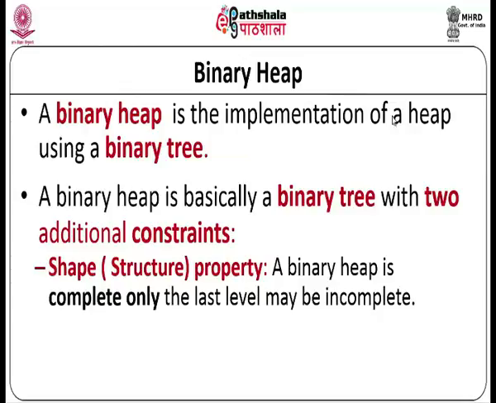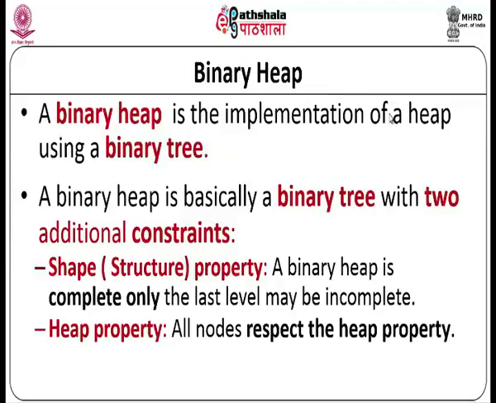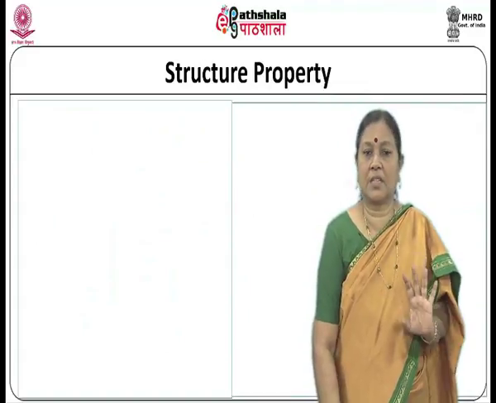A binary heap is complete, only the last level may be left incomplete. Later on we will see that this is defined as a complete binary tree, full binary tree, and we will be going into that in detail. Here we are looking at it from the heap viewpoint, so in this context it is called a shape or structure property. So, binary heap is complete, only the last level can be left incomplete. And the heap property. So, we are talking about two constraints, one is the shape or structure property and the next is the heap property, that is, all nodes will respect the heap property. I have not described what a heap property is, we will go into it as we go on. Let us first discuss what is the structure property.